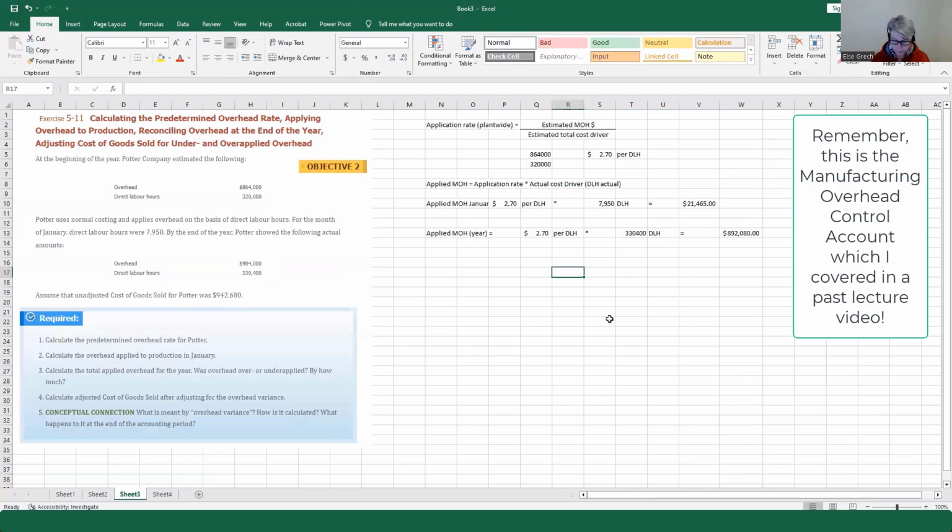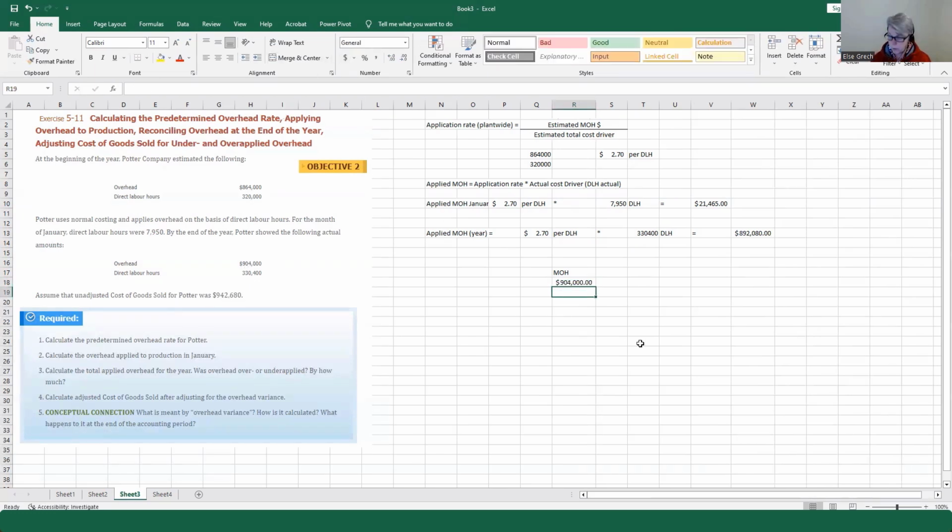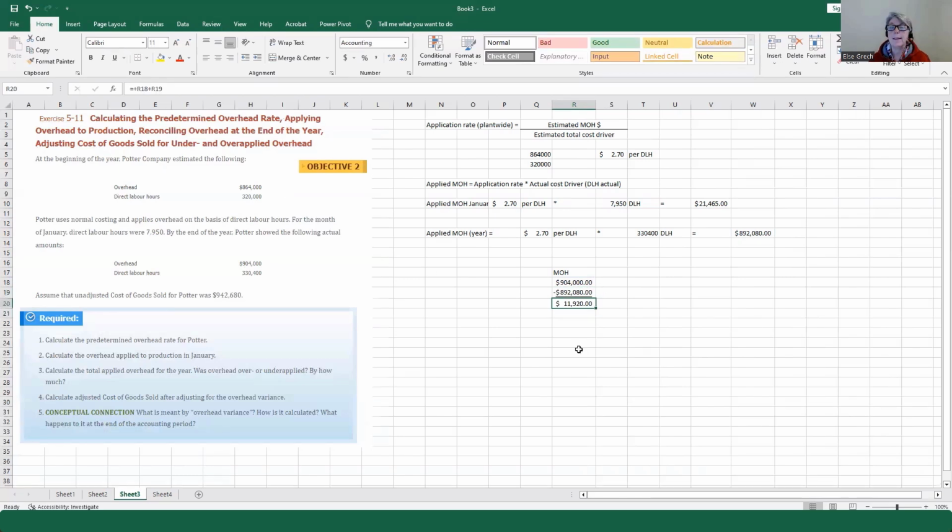$892,080. So now, if we have our manufacturing overhead account, remember that the actual goes in as positive. Actual right here is 904. That's dollars. The applied goes in as a negative. Okay. Now, is it under or over applied? This was the actual. This was the applied. It's under. Because this is what we should have applied. This is what we did apply. And so this is under.